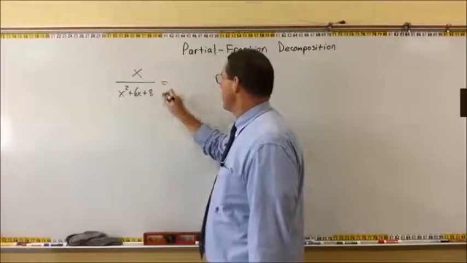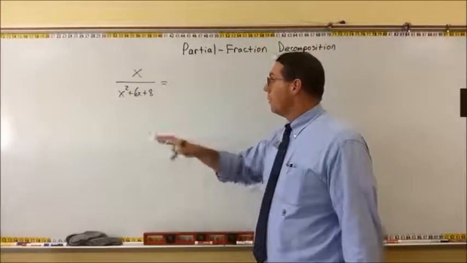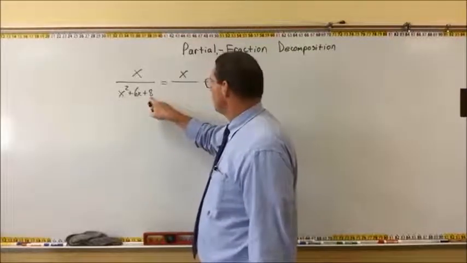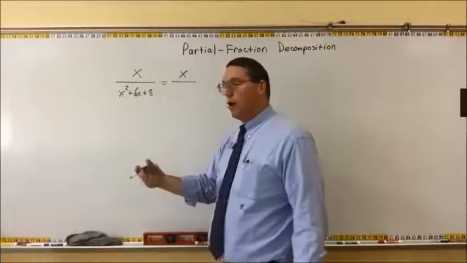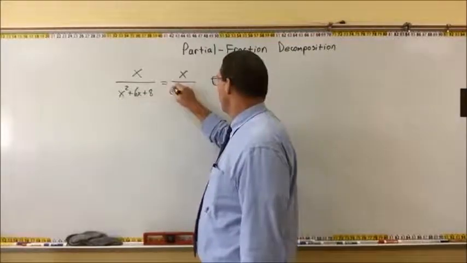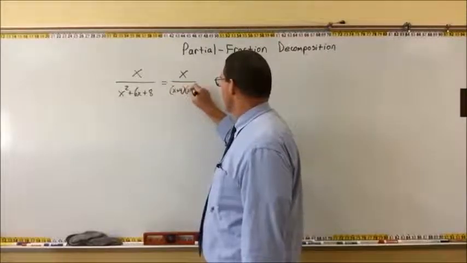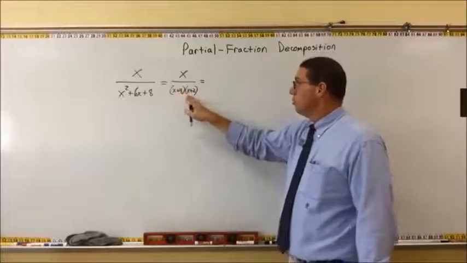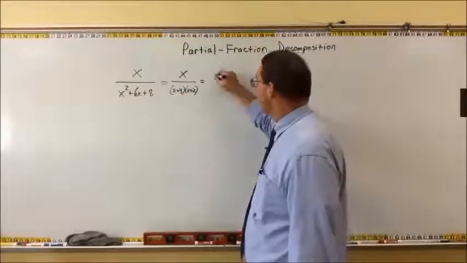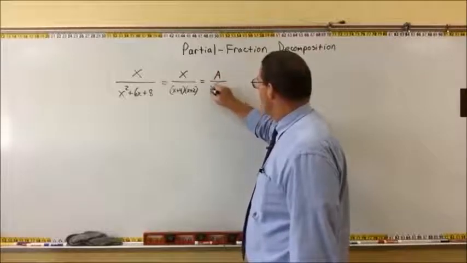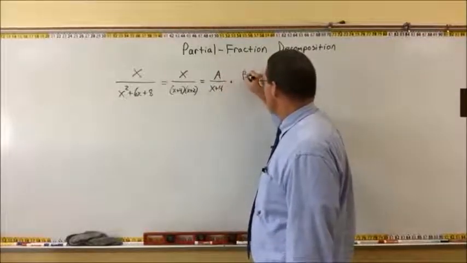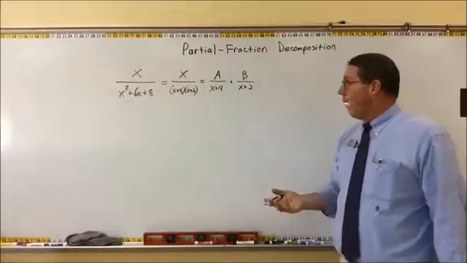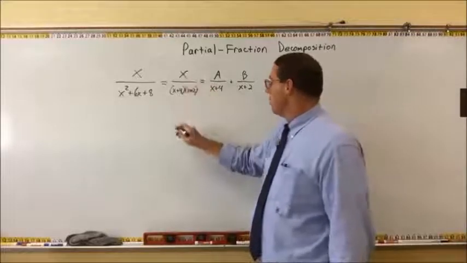So what's our first step going to be? Right, we're going to factor the denominator. So we're going to have x over two numbers that multiply to 8 but add up to 6, positive 4 and positive 2. So we're going to have x plus 4, x plus 2. And now, because we have two factors, we're going to have two fractions: A over x plus 4 plus B over x plus 2.